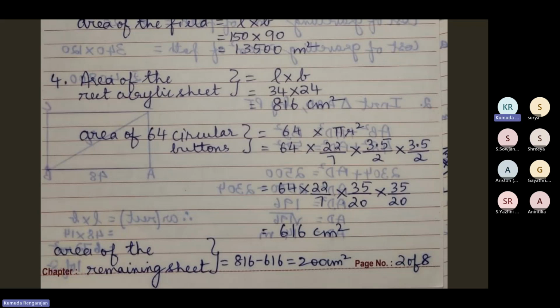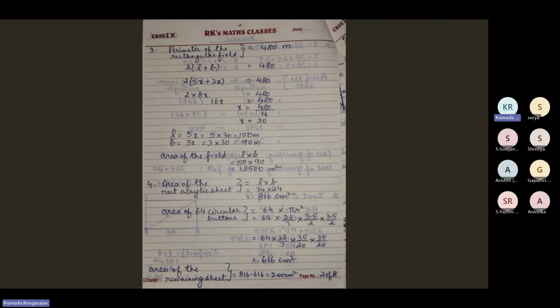How do you convert 3.5 by 2 to a fraction? 3.5 is the diameter, by 2 is the radius. Now you don't want this decimal point, so shift it: multiply the numerator and denominator by 10. Do this in your mind. 3.5 into 10 is 35, 2 into 10 is 20.